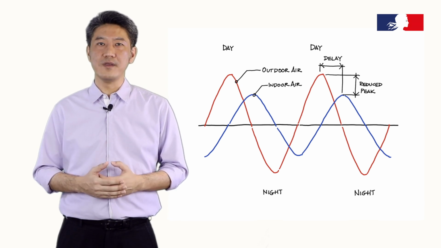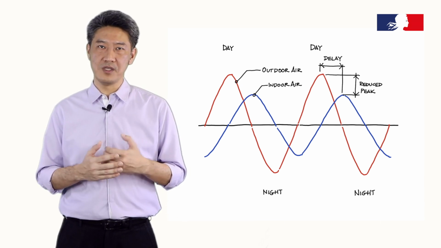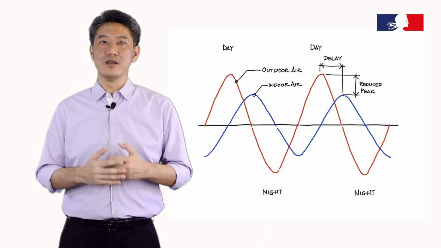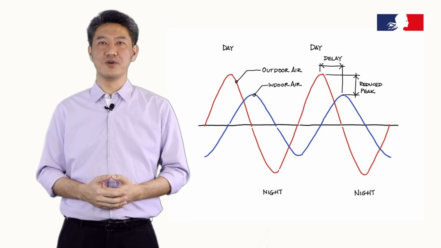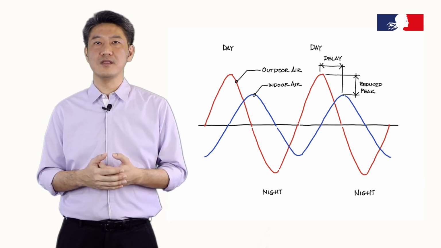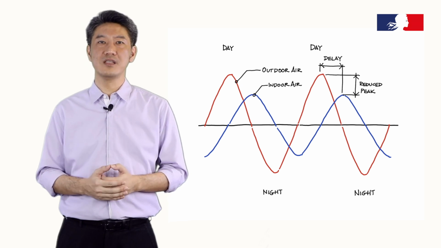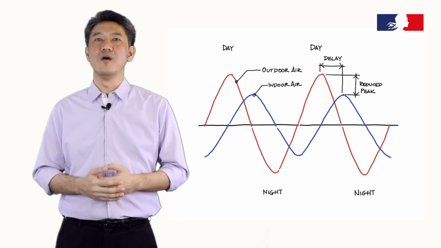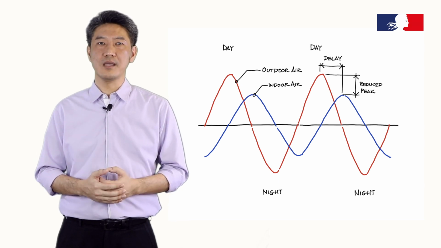However, when the heavy mass materials absorb heat, they emit heat at a later time. This results in a higher temperature at night. That is why this method normally needs nighttime ventilation to remove the heat from the building materials for them to regain the cooling capacity the next day.